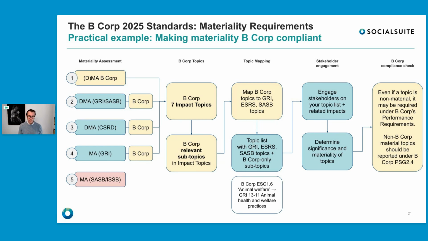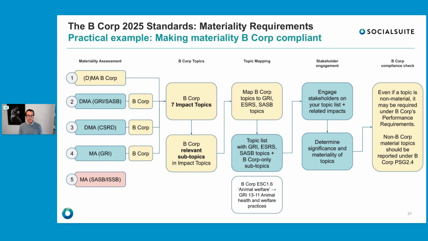So we start with the 7 impact topics. And for each one of them, those performance requirements, we're going to go into the topic standards and look at what is relevant to my organization. And for each of the things that have been flagged as relevant for my organization, they are related to particular subtopics. So we're going to take them and note them down.